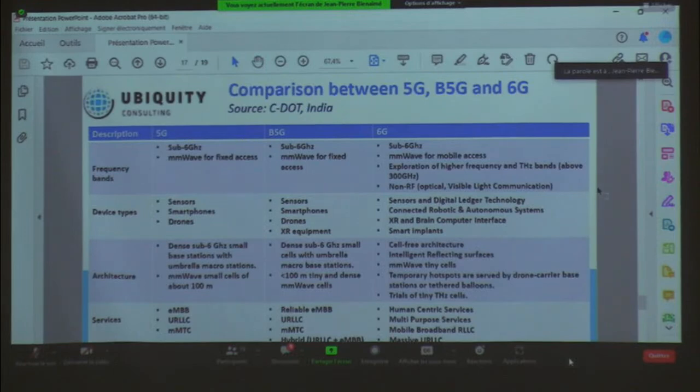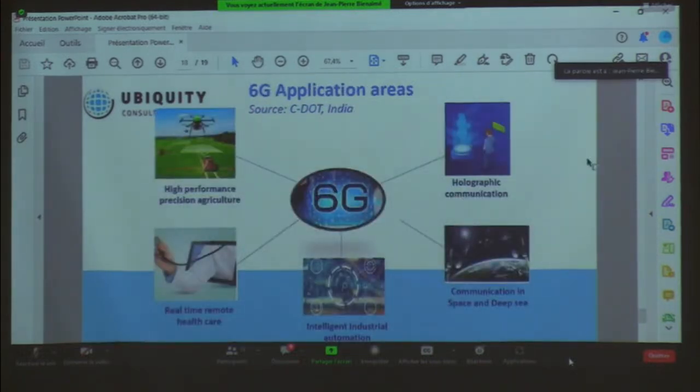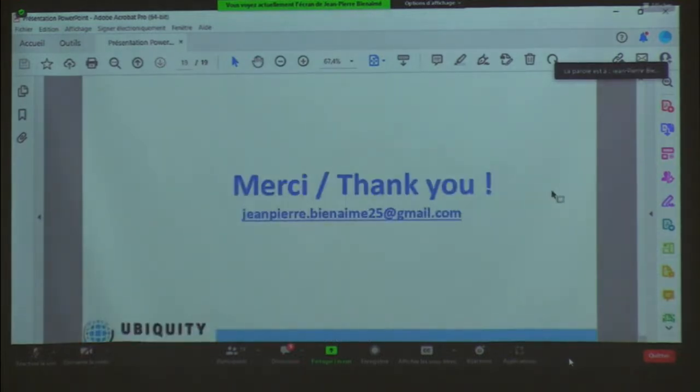So this table will give you, as a reference, a tentative comparison between 5G, beyond 5G, and 6G, with what is brought by the three steps in terms of frequency bands, device types, architecture, and services. And to finish, this is a limited but a bit poetic representation of 6G application areas, such as use cases like high-performance precision agriculture, real-time remote healthcare, intelligent industrial automation, communication in deep sea and space, holographic communications, and many other ones. Thank you very much. This is the end of my presentation.